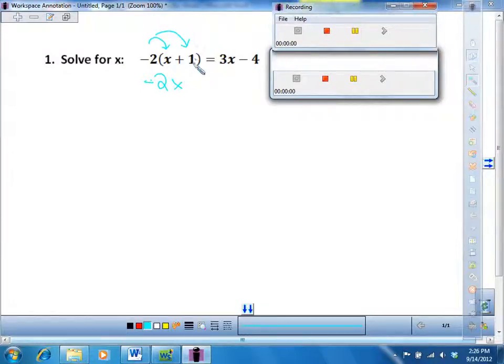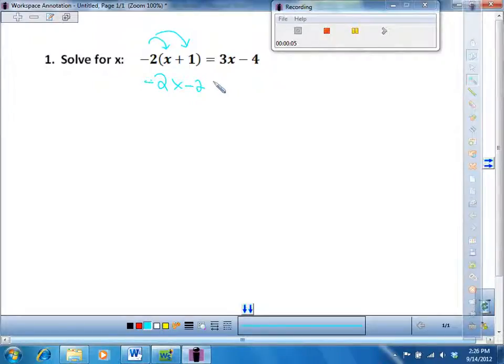First thing they have to do is distribute your property. Get minus 2x minus 2 equals 3x minus 4. Now you want to get all your x's together. And how would I do that? Add 2x to both sides. Plus 2x. Once you do that, you have negative 2 equals 5x minus 4.